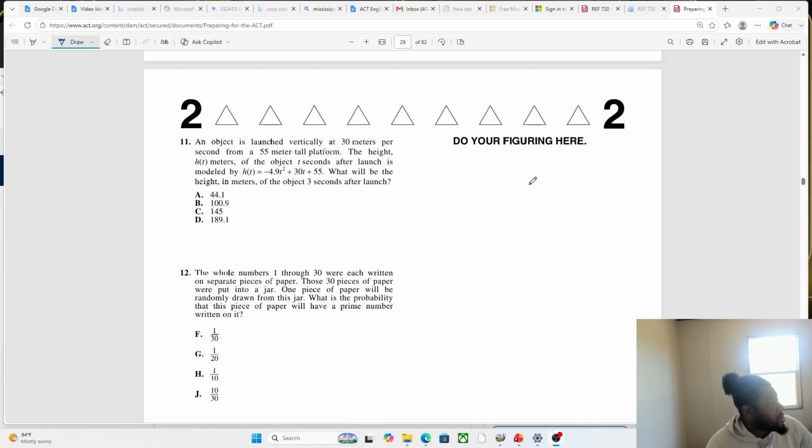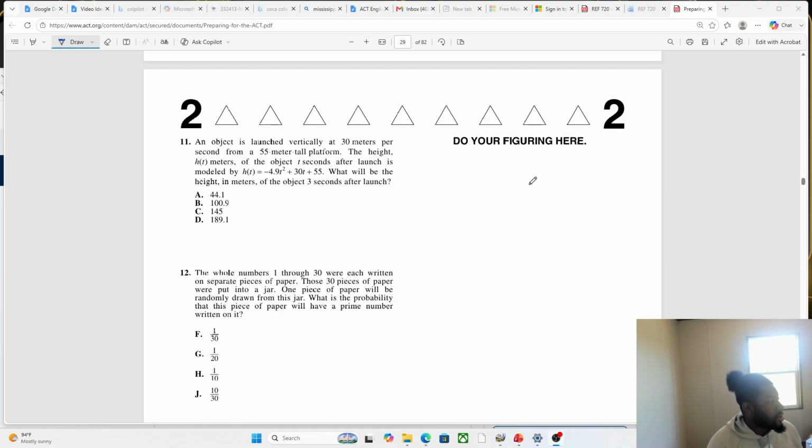An object is launched vertically at 30 meters per second from a 55-meter tall platform. Okay, so we got a couple numbers. Not sure what we need just yet. The height h of t meters, so we're probably going to see a function, which I see later on in the problem. The height h of t meters of the object is t seconds. So t is seconds time.